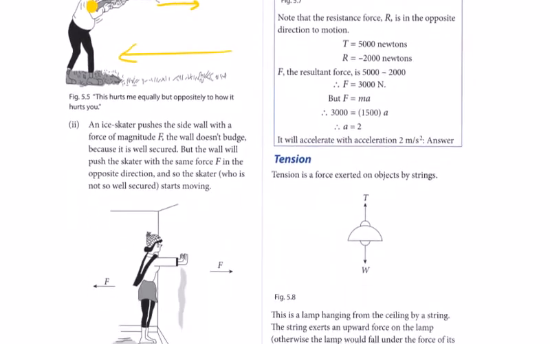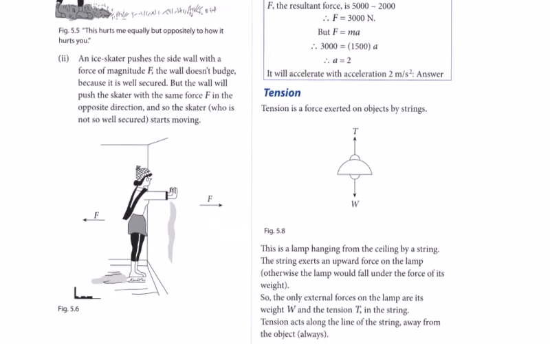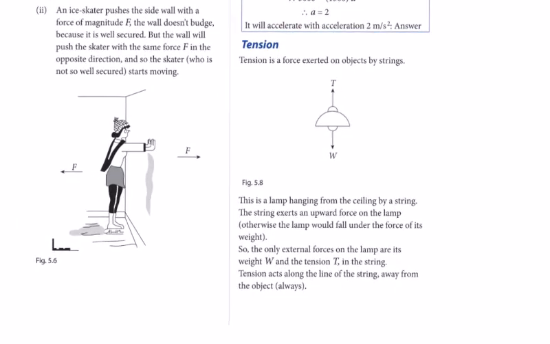So this is Newton's third law. When we're looking at force, an ice skater pushes the side of the wall with a magnitude F, and the wall doesn't budge because the wall is secured. But the wall will push the skater with the same force F in the opposite direction. So that's why you would start moving if you pushed against the wall and you were on ice skates.